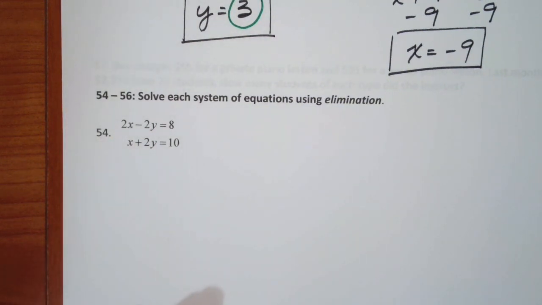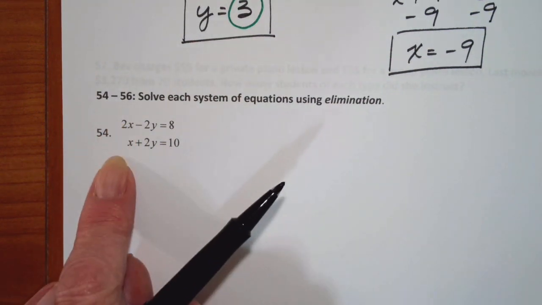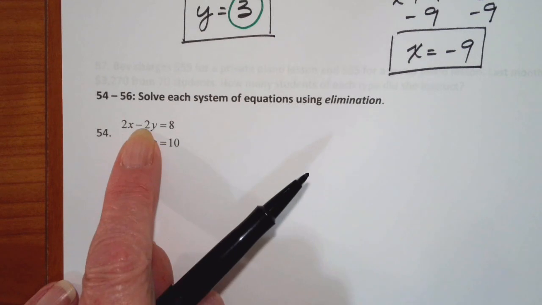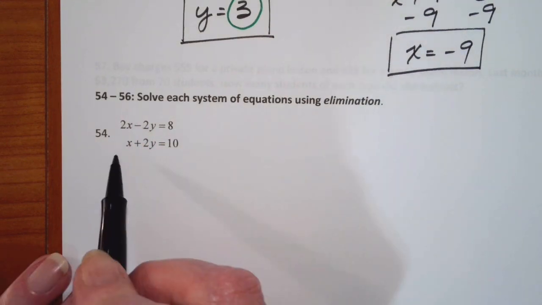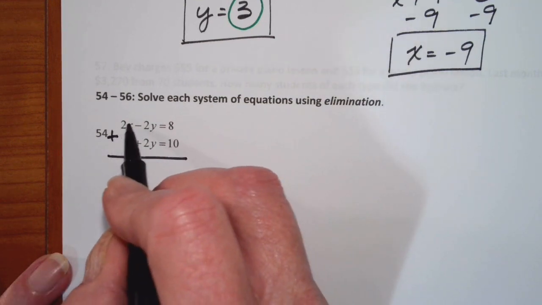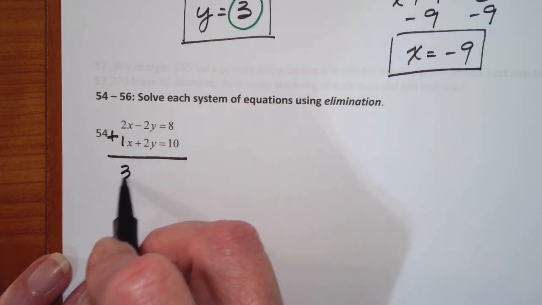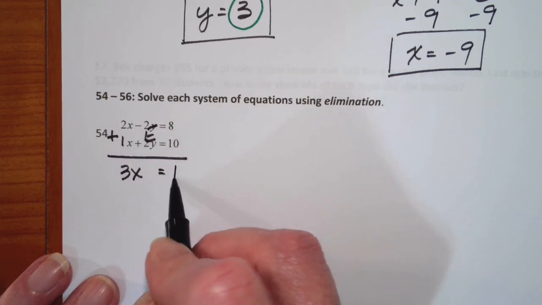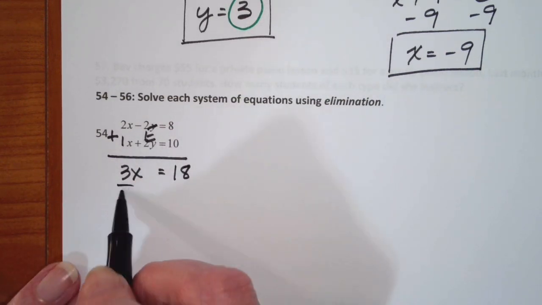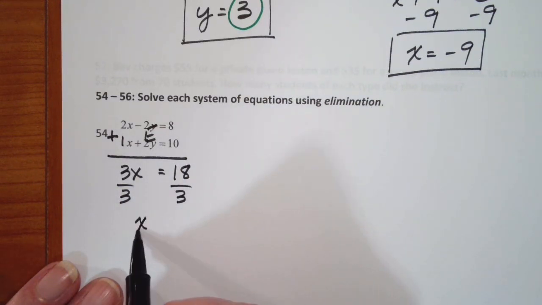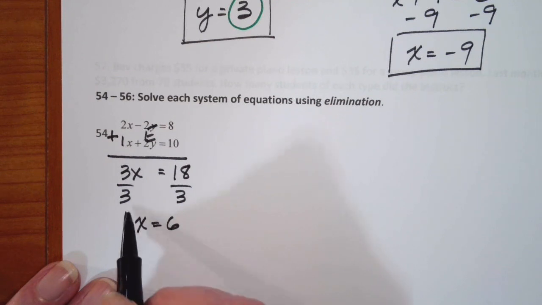Well, in this particular system, if I add the x's together, it won't be eliminated, but if I add the y's together, negative 2y plus 2y will be eliminated. So if I add these together as they are, 2x plus 1x gives me 3x. My y's are eliminated, and that equals 18. So if I divide both sides by 3, I get that x is 6.